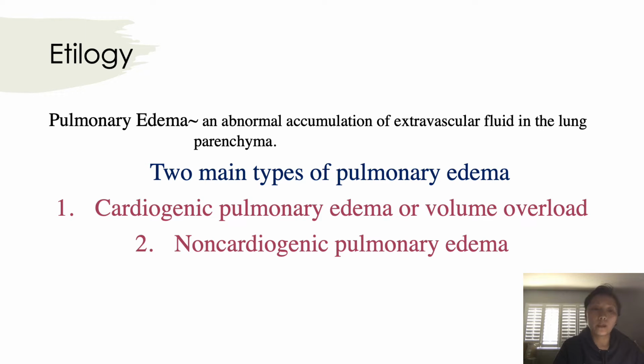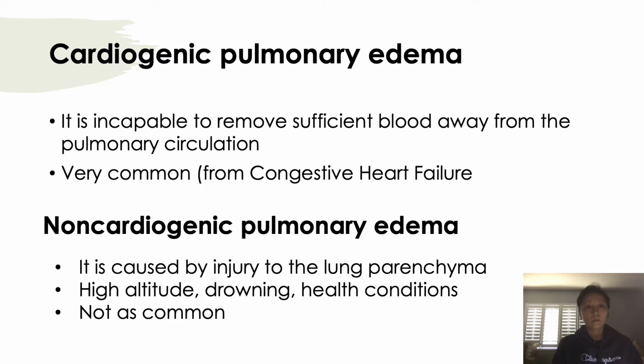There are two main types of pulmonary edema. The first one is cardiogenic pulmonary edema, also called volume overload, and the second one is non-cardiogenic pulmonary edema. All right, cardiogenic pulmonary edema is when your lungs are incapable of removing sufficient blood away from the pulmonary circulation.